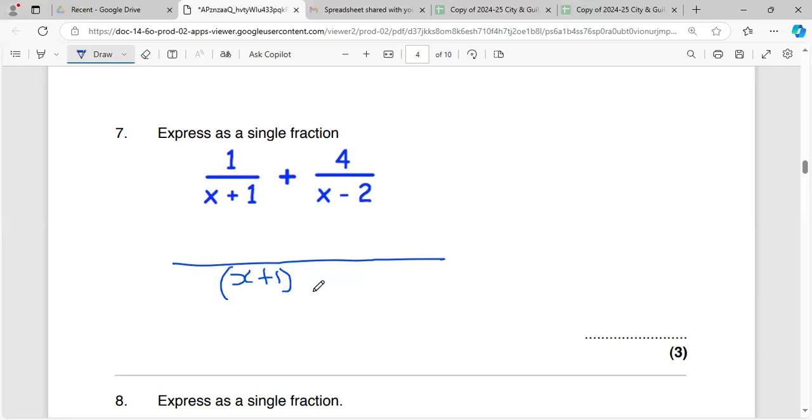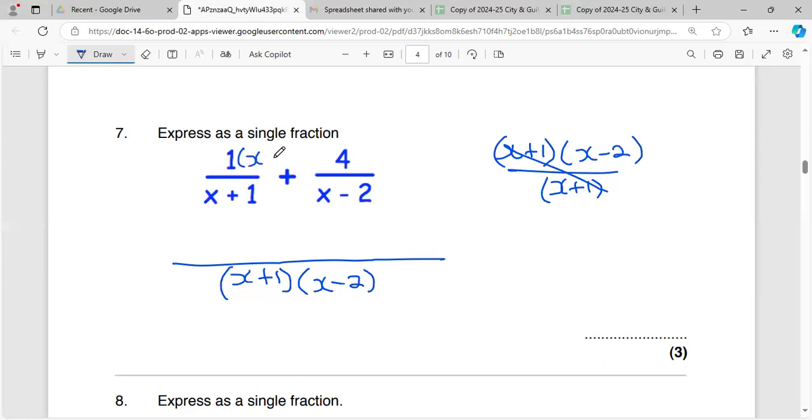So we have x plus 1 times x minus 2. So x plus 1 times x plus 2. I like to show all the steps. So we're not going to stop. So this would cancel this, right? So this would leave x minus 2 minus 2. The same thing is true for this one.